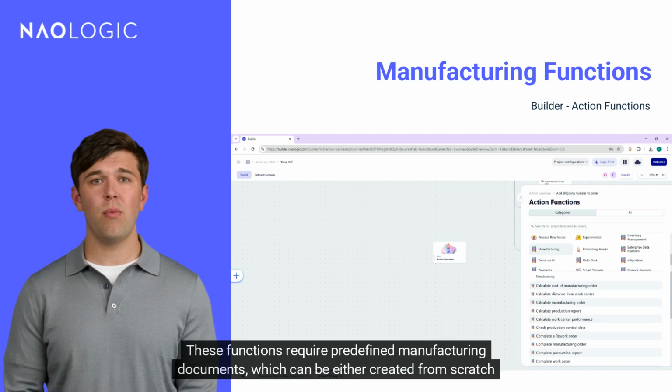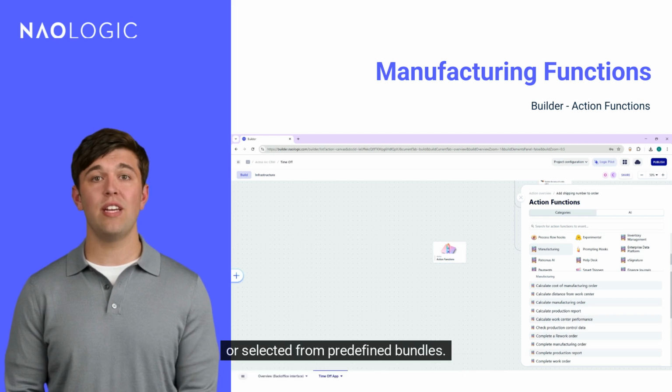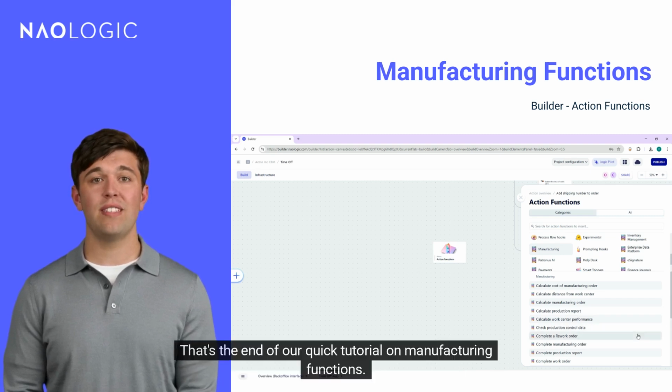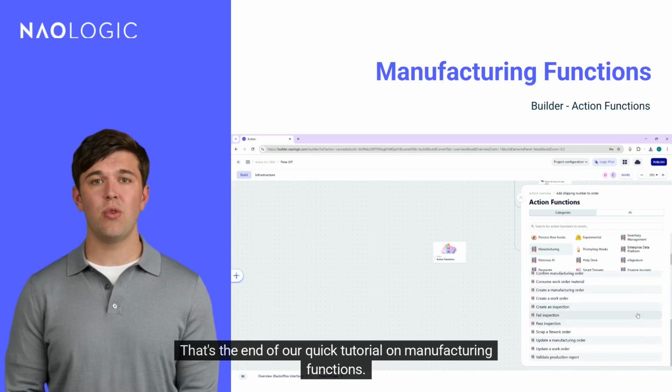These functions require predefined manufacturing documents, which can be either created from scratch or selected from predefined bundles. That's the end of our quick tutorial on manufacturing functions.